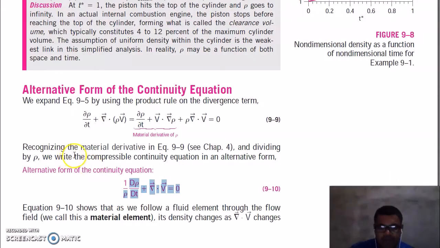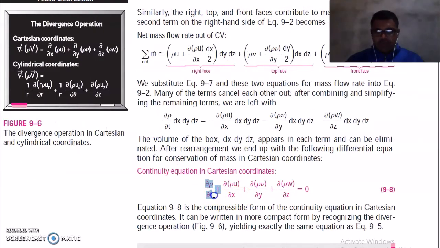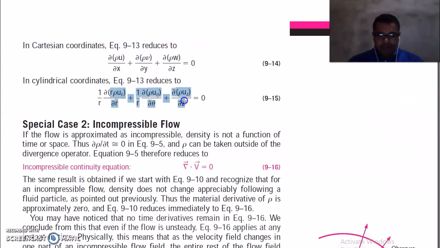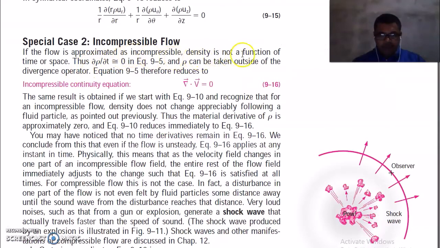Now for steady flow, this term with respect to time will become 0, and you are left with only this term. So this is your steady continuity equation, by putting this term 0 into the above equation. For steady flow, if del rho by del t is 0, then this will become equal to 0. That is the continuity equation for steady flow, which is this equation, and this is cylindrical. Now in case flow is incompressible, we won't consider this density factor. Density is not a function of space or time, so this is 0. Also rho can be taken outside of the divergence operator, and this becomes equal to 0. This is the incompressible continuity equation.